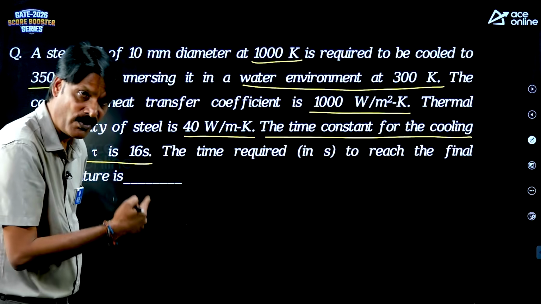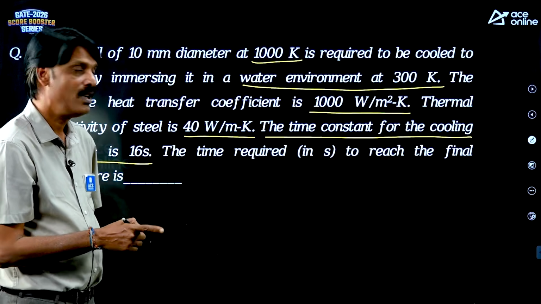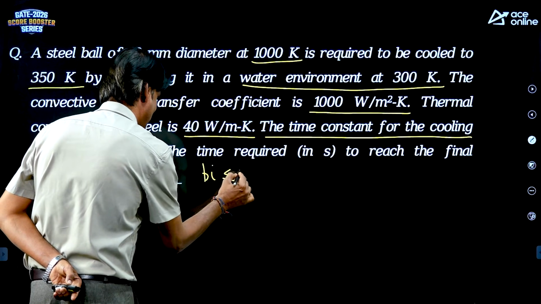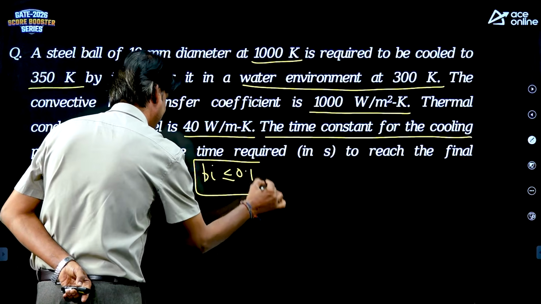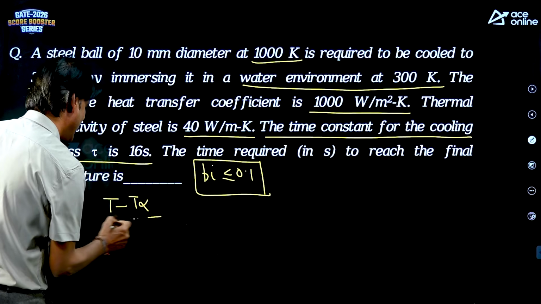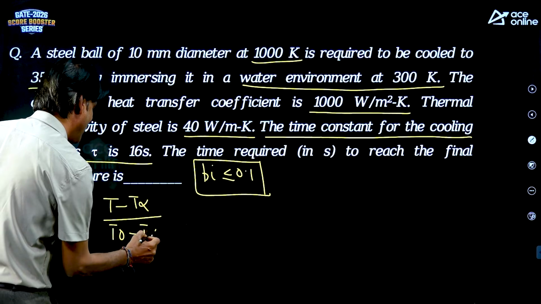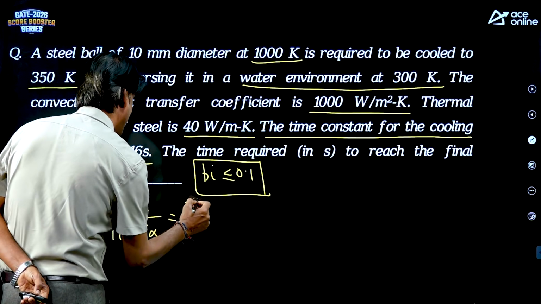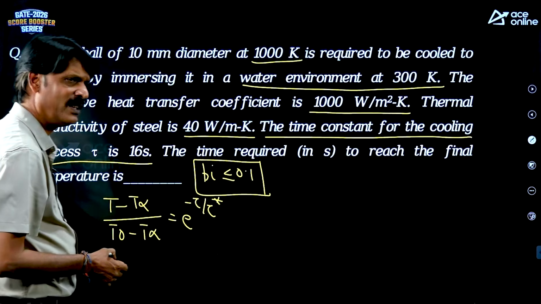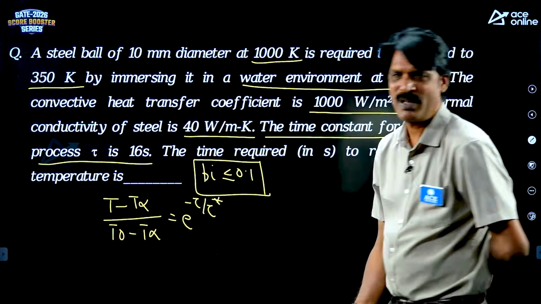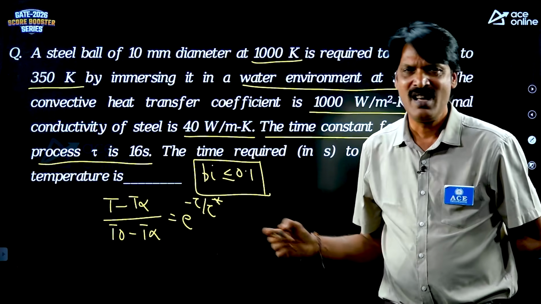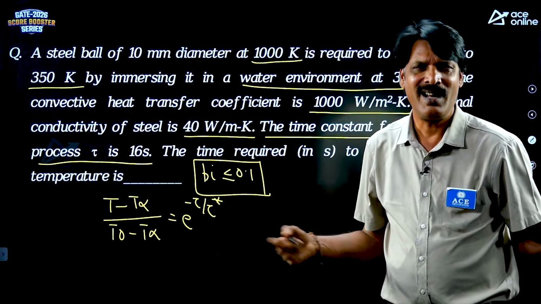this is basically a question from transient heat conduction, lumped analysis, where Biot numbers are specifically less than or equal to 0.1. Temperature profile: T minus T infinity by T naught minus T infinity equals e to the power of minus tau by tau star. Let us see what he has given. This is the physics behind, or the engineered physics behind the solution of the problem. Rest everything is data and substitutions.